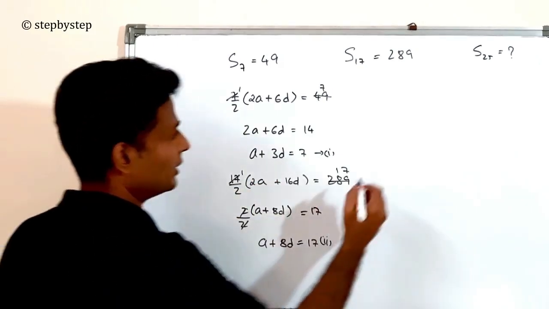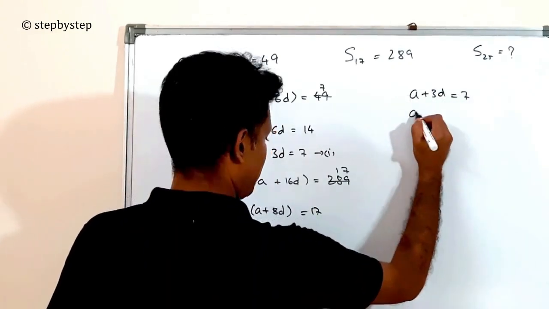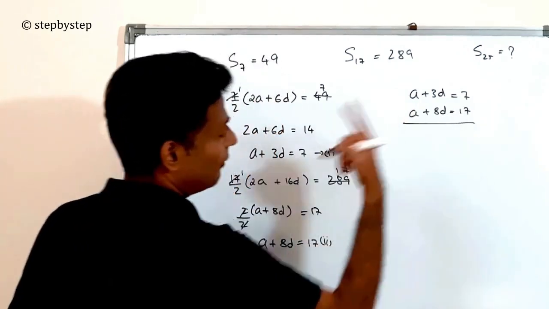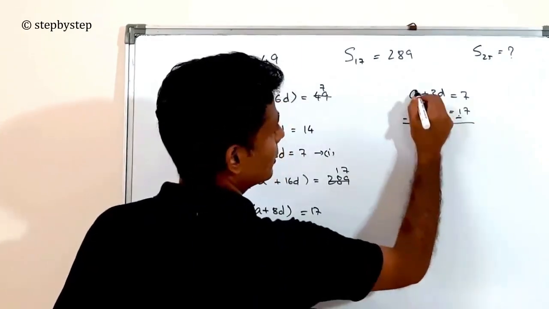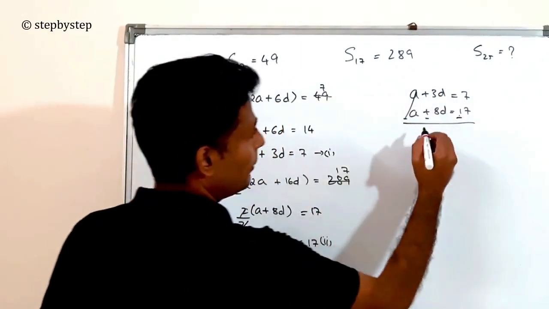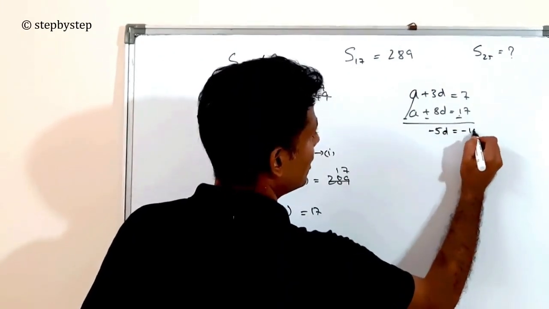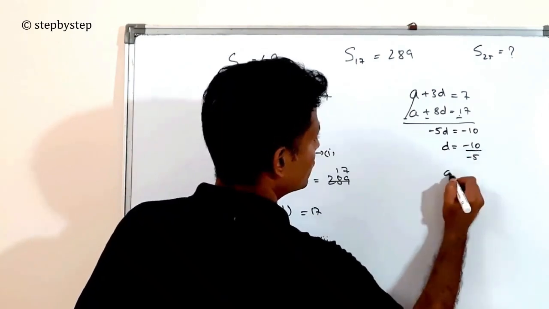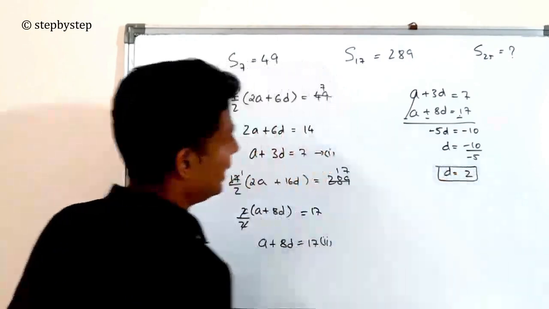Now using both equations, a plus 3d equal to 7 and a plus 8d equal to 17. A values are same, so I directly subtract so that a goes. So plus a minus a becomes 0. 3 minus 8 is minus 5d equal to 7 minus 17 is minus 10. So d equal to minus 10 by minus 5. So d equal to 2. So I got the value of d.